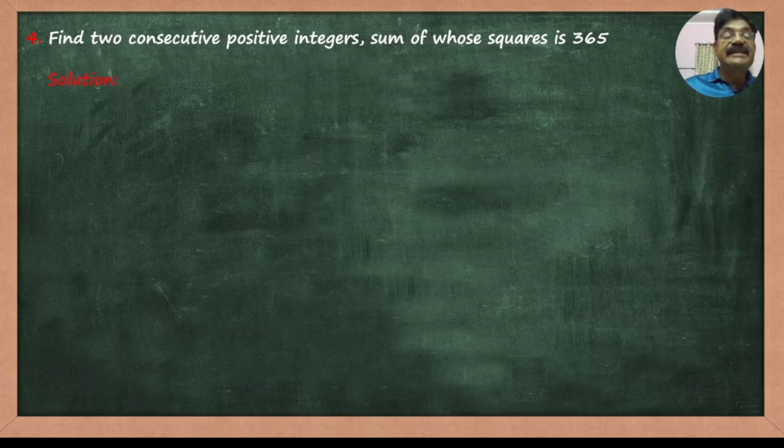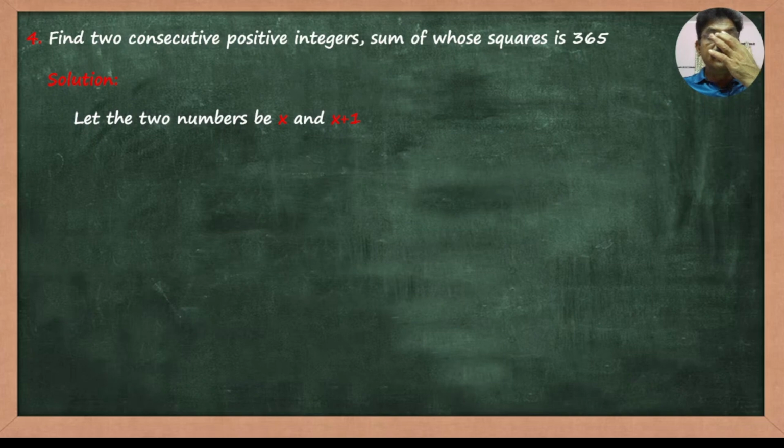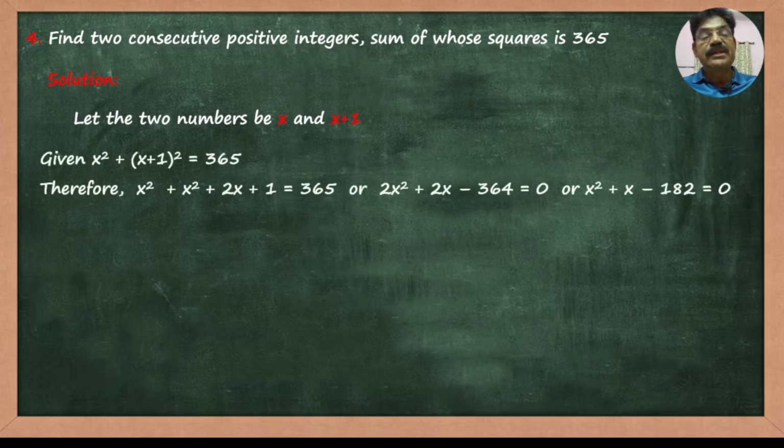So, if I take x as one integer, then x plus 1 is the next integer. So, x and x plus 1 are consecutive integers. So, I assume those integers are x and x plus 1. We are given the sum of their squares is equal to 365. That is x square plus (x plus 1) whole square is equal to 365. When you expand and equate it to 365, you get 2x square plus 2x minus 364 is equal to 0.